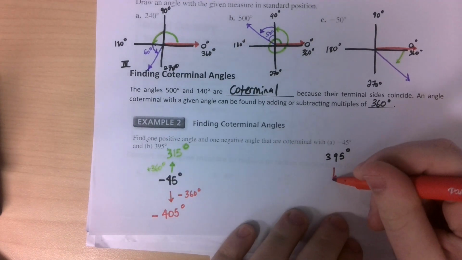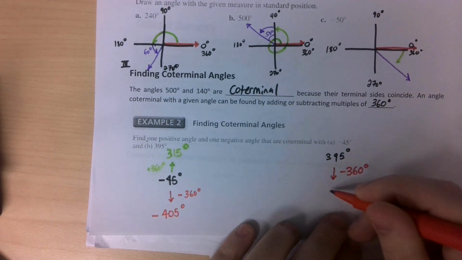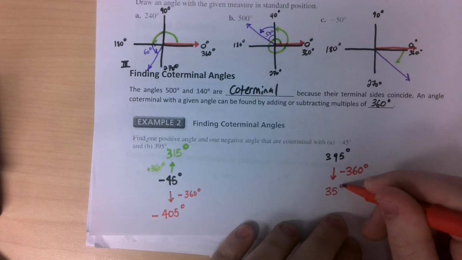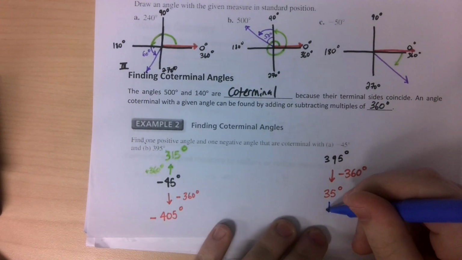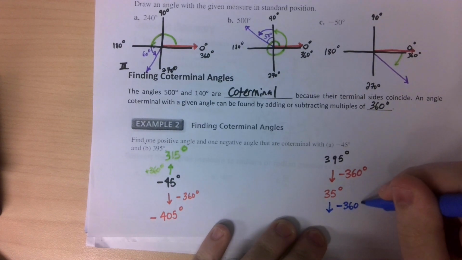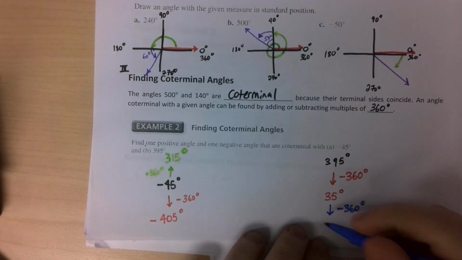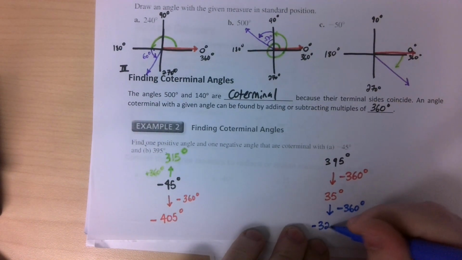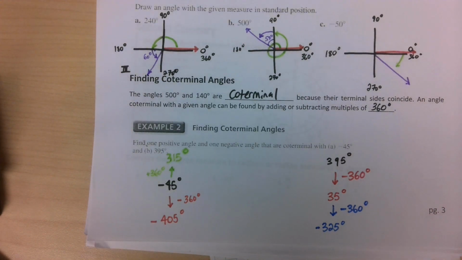Hopefully you recognized here that we can subtract 360 degrees to get to an angle of just 35 degrees. That's a positive coterminal angle. But we could go even further down. If we go further down into the negatives, subtracting another 360, what do we get? We would end up with a negative 325-degree angle, which is also coterminal. Very nice. Let's flip the page.